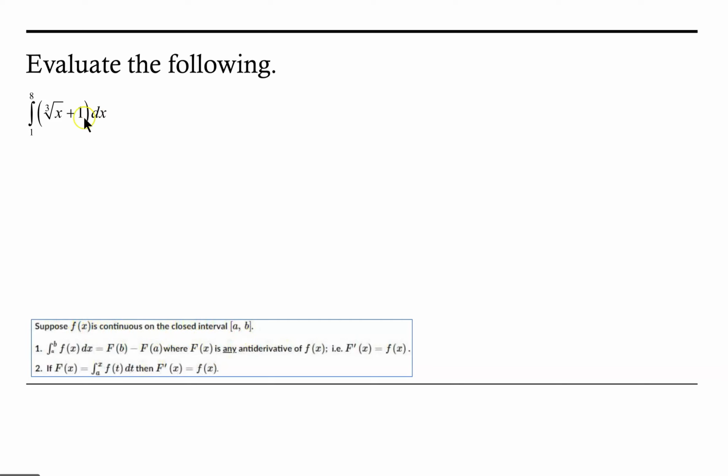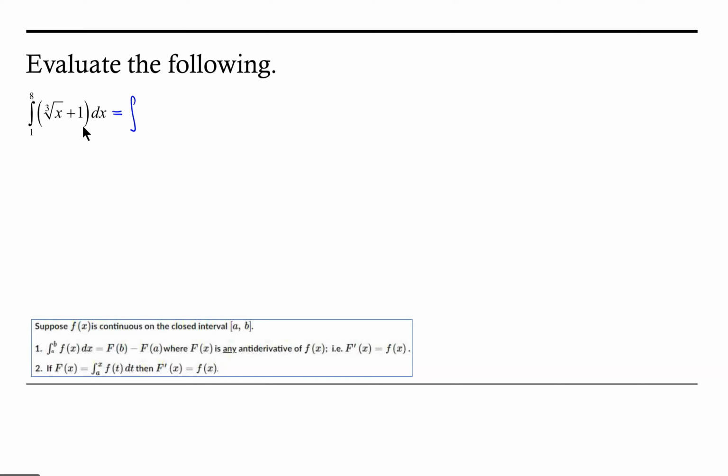on the closed interval. Well, the interval we're looking at in this case is the interval from 1 to 8. And the function, the cube root of x plus 1, is continuous for all real numbers. And therefore it is certainly continuous on the interval from 1 to 8. So let's go ahead and tackle the task of finding the antiderivative for this function.